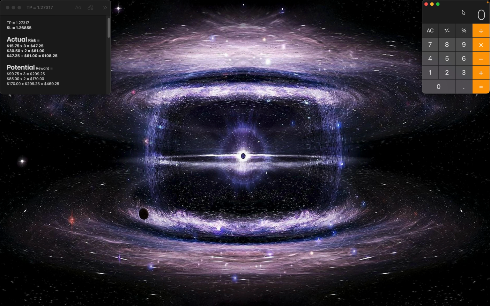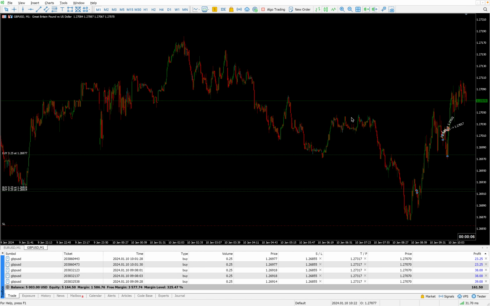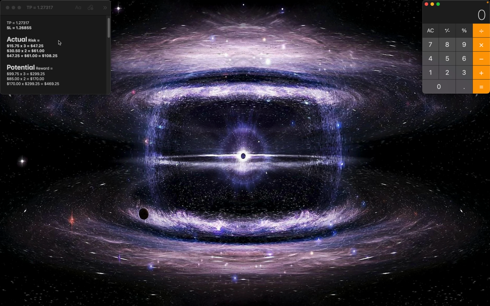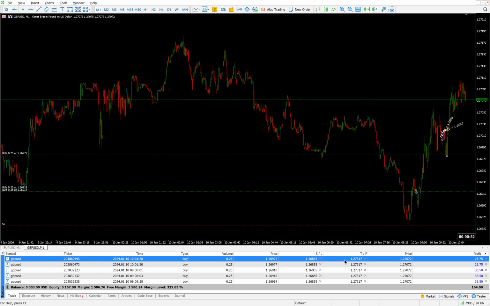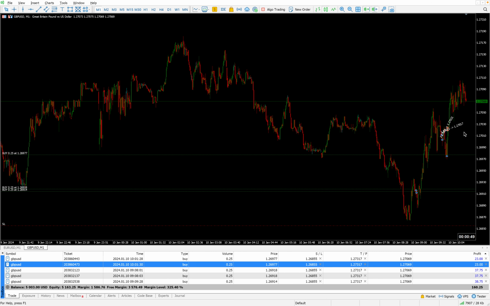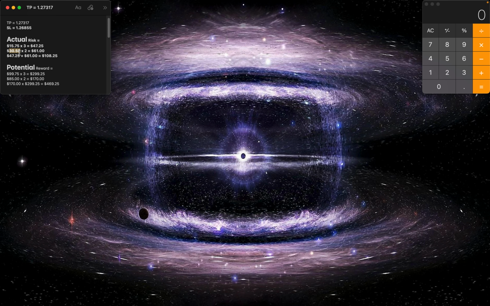I don't know why that's not, usually it's supposed to on MacBook. Yeah, there you go. All right. But yeah, so up here, and then for these two positions, it's $30.50 times two. These two up here. And the risk is $30.50 times two, which is $61. And 61 plus 47.25 is 108.25. And that's my actual risk.